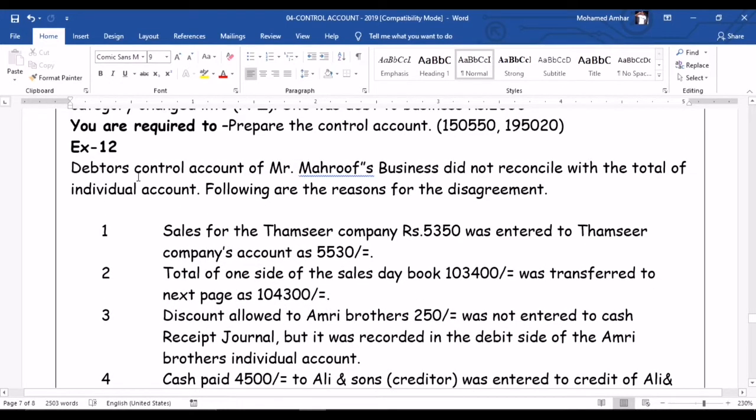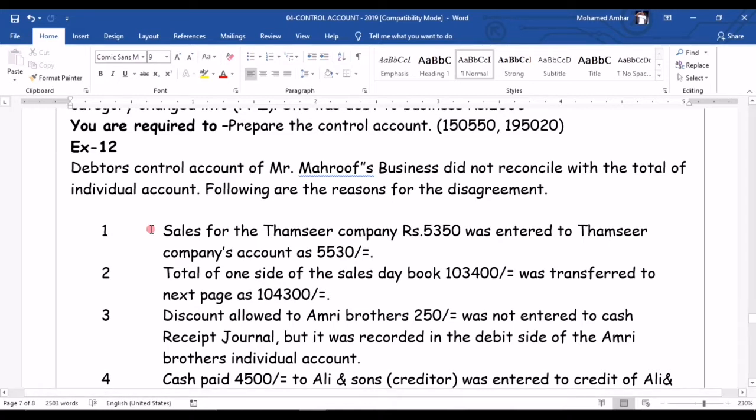Exercise 12: the debtors control account of Mr. Mahroof's business did not reconcile with the total of the individual accounts. Following are the reasons for the disagreement. So you have to prepare a debtors control account and a reconciliation statement. Here in this sum, you have to find out the list balance.